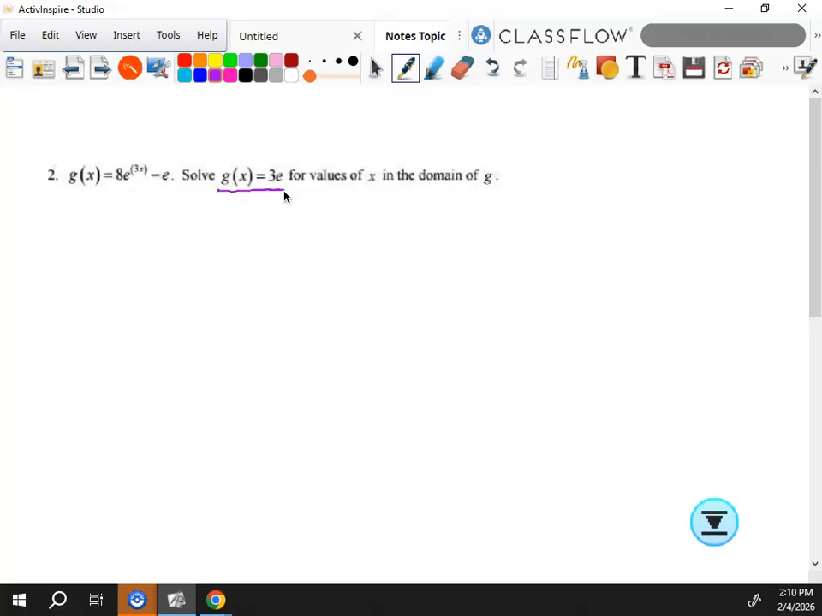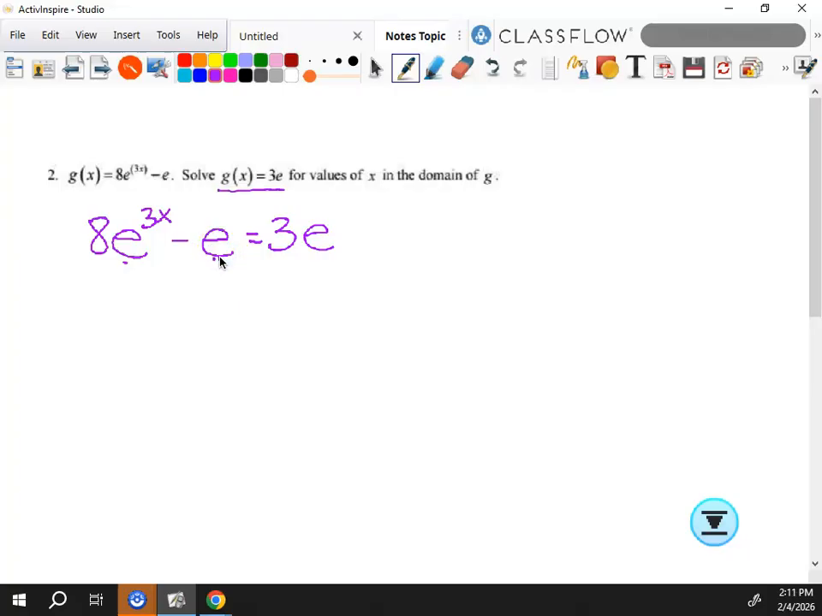Okay, so I'm going to set these equal to each other. 8 times e to the 3x power minus e equals 3e. Okay. Can I just drop the e's at this point? No. Can I take the natural log of both sides at this point? No, absolutely not. Can I combine these two terms? No, because they have different exponents, right? Can I combine this with something? Yes. The other side, right?